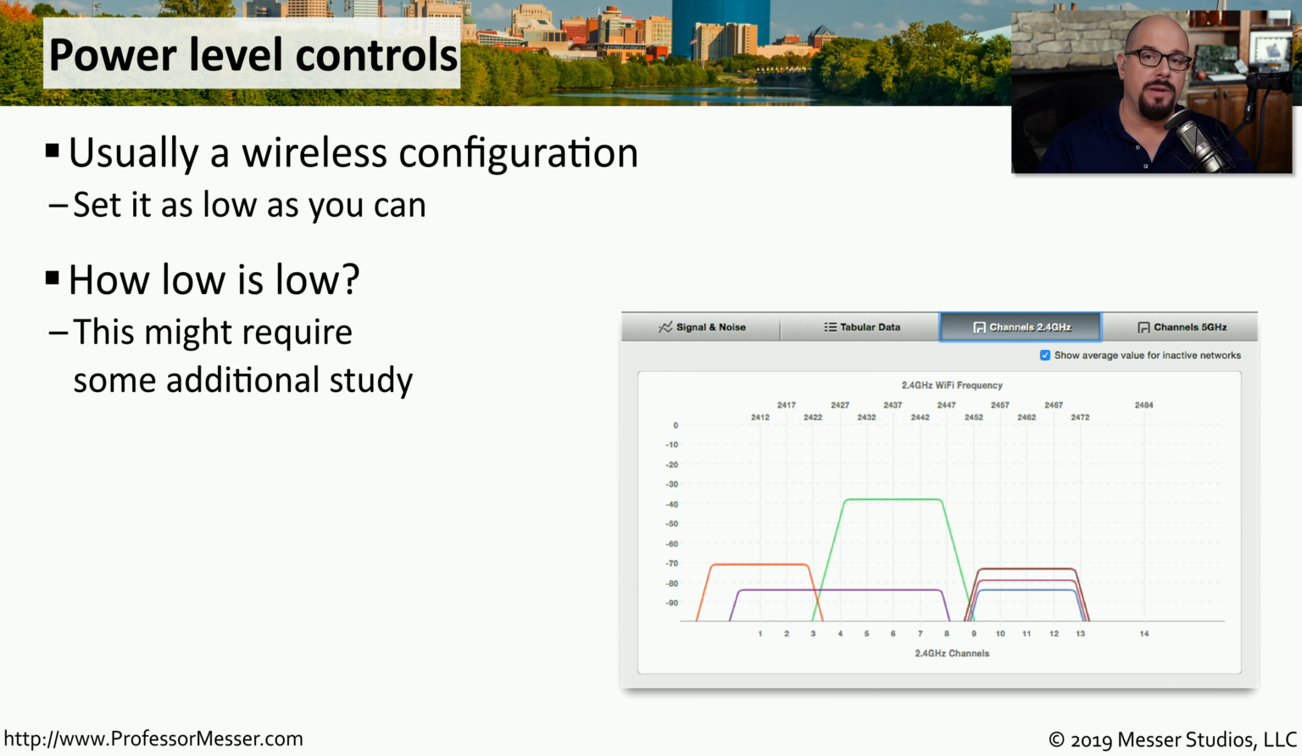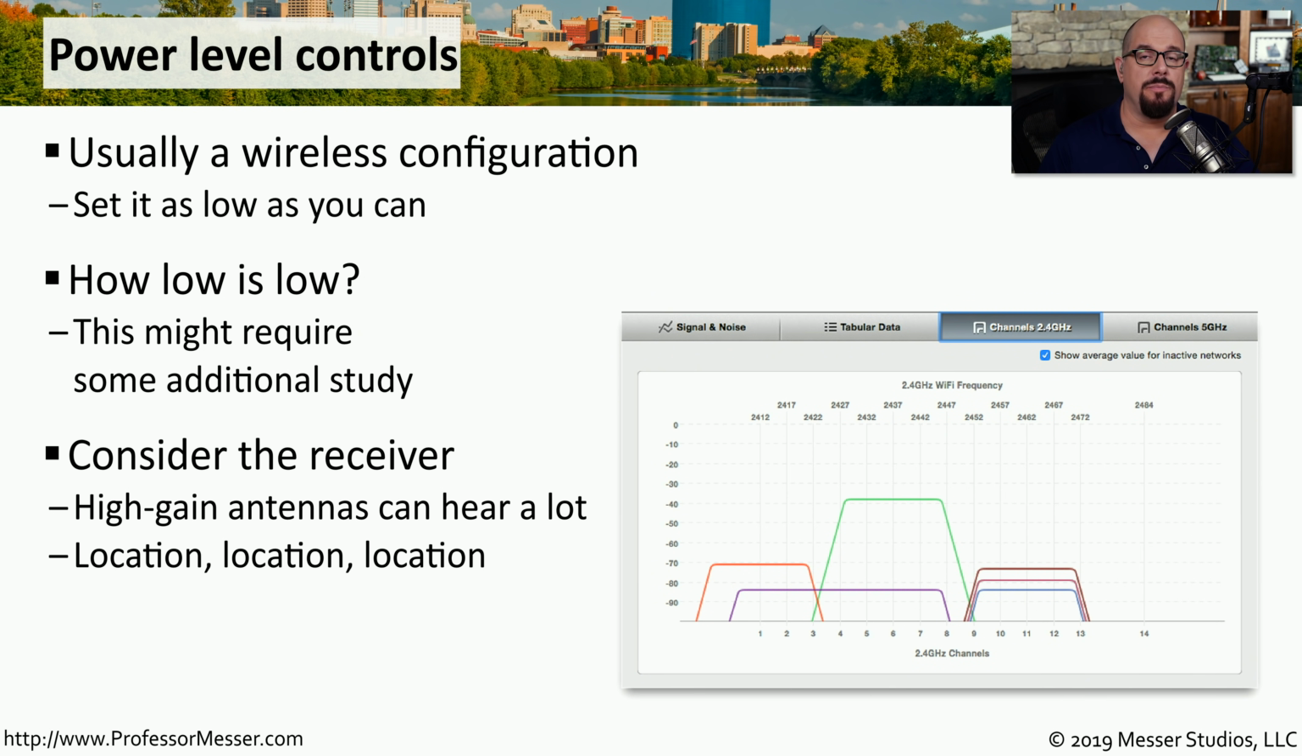So this may take a bit of work around your area to see just how far you can go with the current power level. Even then, someone outside the building with the right kind of antenna may still be able to hear the traffic going over that wireless network. That's why it's important not only to change the power level of the access point, but also where it may be located within the building.